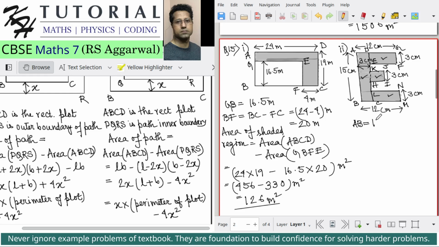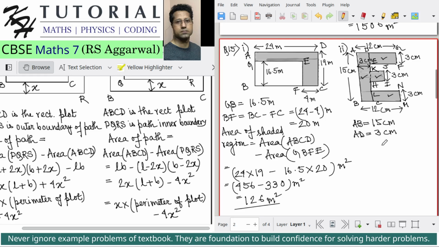AB is given to be 15 centimeter. What will be AD? So this width is given to be 3 centimeter. So clearly AD will be 15, not 15 but 12 minus 3, which is 9 centimeter. I'm sorry, I need AD. So AD is 3 centimeter. Okay, so I know AB and AD, so I then can find the area of the rectangle ABCD.